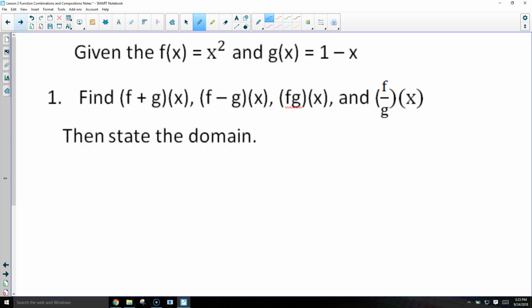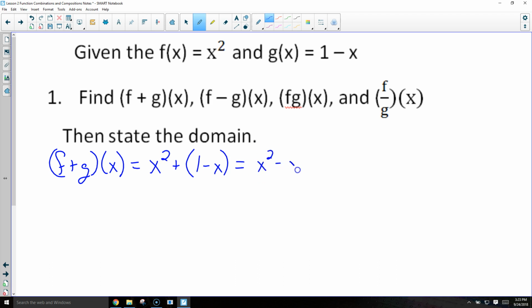So let's look at the first problem here. Given that f of x is equal to x squared and g of x is equal to 1 minus x, find f plus g of x. So f plus g of x, we would simply add those two together. So we would have x squared plus 1 minus x, which we should hopefully write as x squared minus x plus 1. And we're done with that problem.